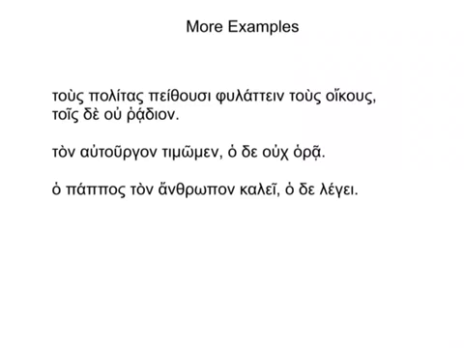Here are a few more examples in Greek. We have tous politas pethusi phulatein tous oikus toiste ou chradion. This means they convinced the citizens to guard the houses, or probably their houses, but it was not easy for them. This is a little bit of a different kind of example because this tois, this article, is not going to be the subject of its clause.